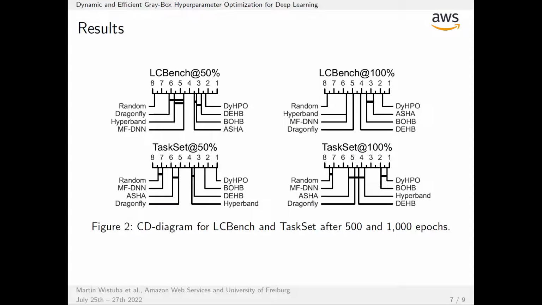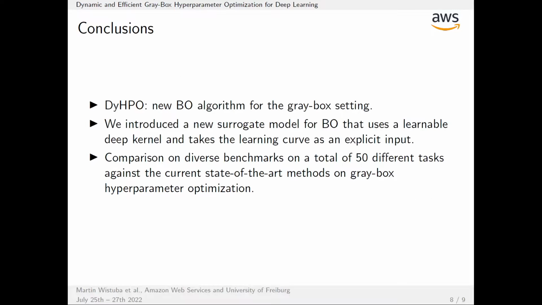We further did a statistical significance test. Here we see CD diagrams for this LC-bench task set at 50% of the budget and 100% of the budget. A method is statistically significantly better than another one if it's not connected with the bar. So we see in these 3 cases it is better than its competitors.